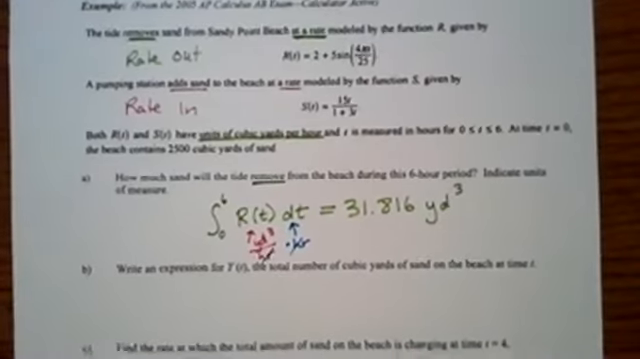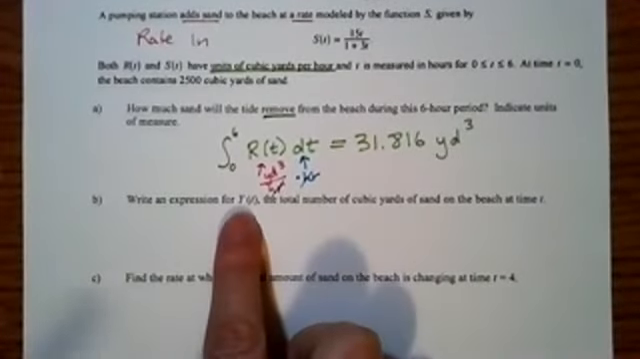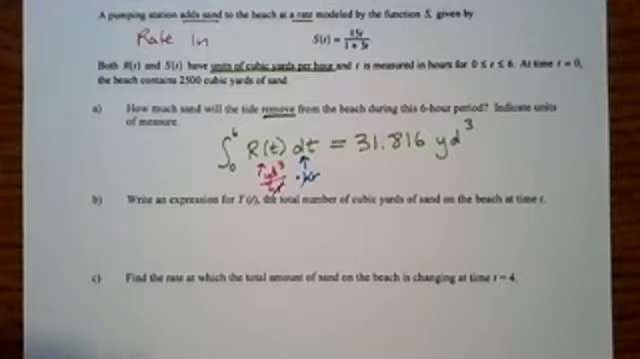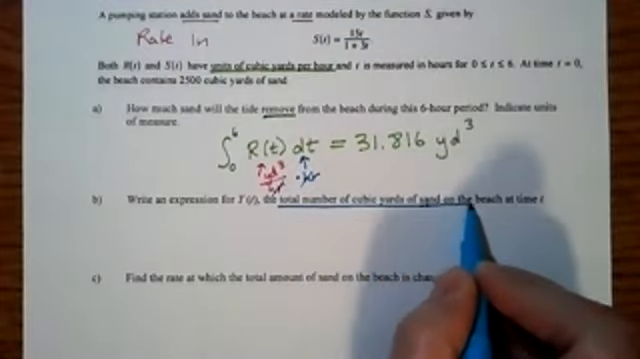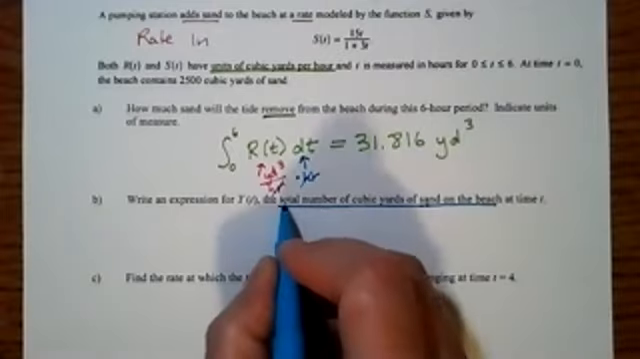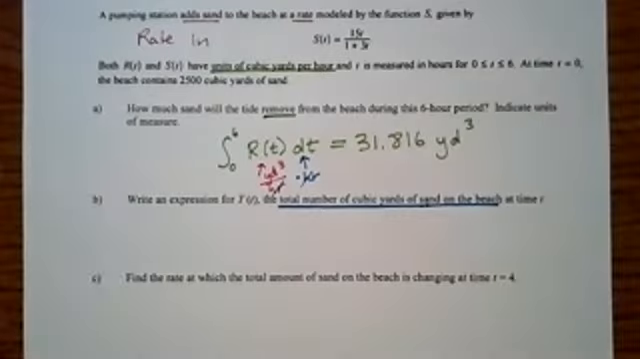Alrighty, that's part A. Now part B, we're going to write an expression for a new function. The new function is y of t, and this new function represents the total number of cubic yards of sand on the beach at time t. So this is the meaning of y of t, and we're just writing an expression for that. Now this takes me back to the fundamental theorem of calculus with that special way that we wrote just the other day. I am going to want to consider really 3 things.